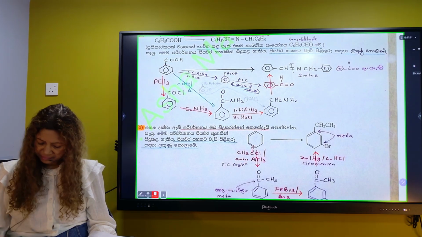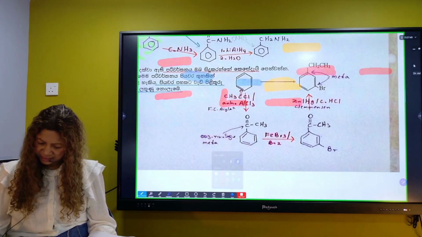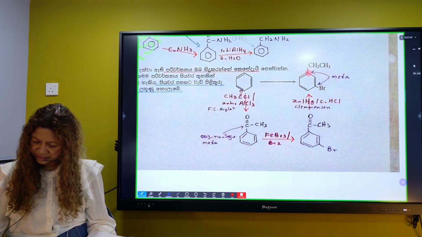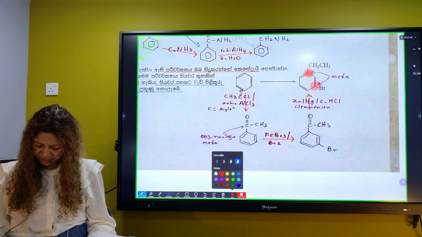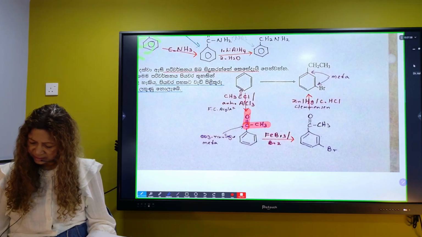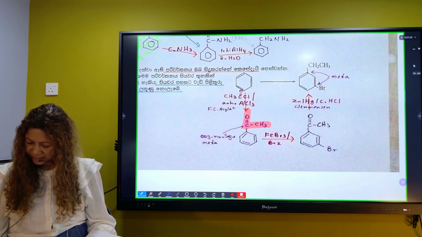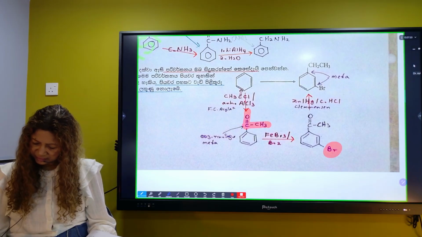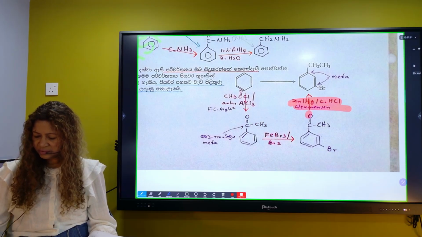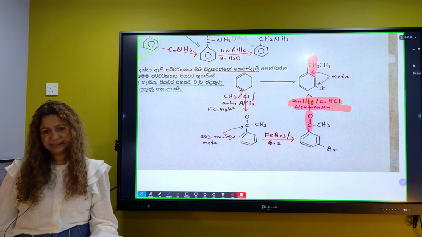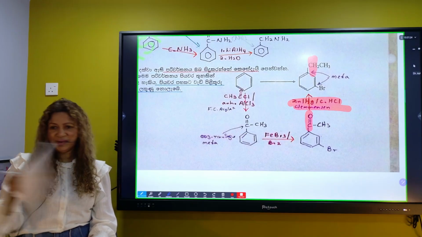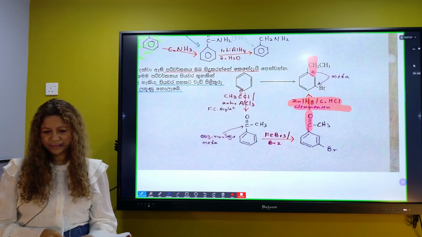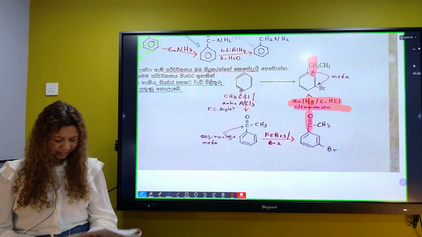Okay. Simple, they are neither. This is meta with each other, but both are para. Friedel-Crafts acylation, and meta director. Then you are adding bromine, and then reduce this CO to CH2. How easy.